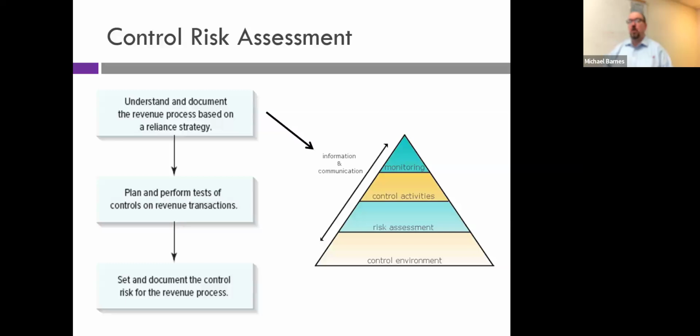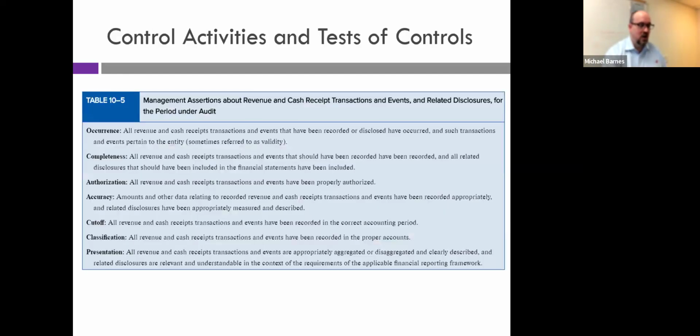Remember, reliance strategy is where we're relying on the client's internal controls. We have a lot of revenue transactions that occur in an organization, so we probably need to rely on their controls to some degree. So we need to actually document control risk and test controls. So what are the things that we're going to be concerned with? Remember, we've got our assertions related to transactions and events, which is basically all of our management assertions except for rights and obligations. We need to be responsible for understanding and testing those.